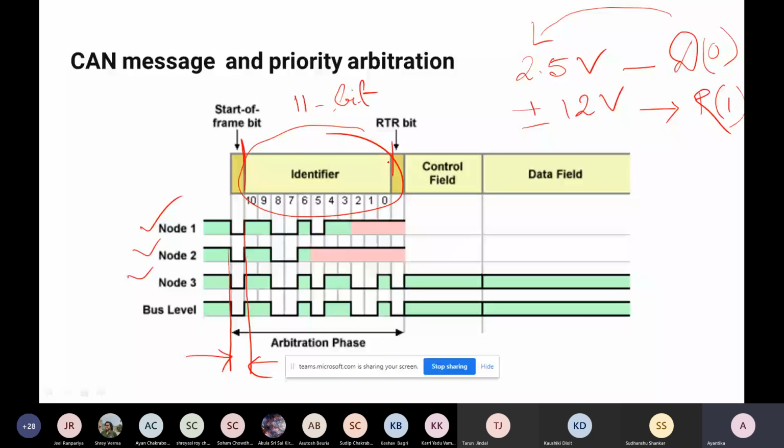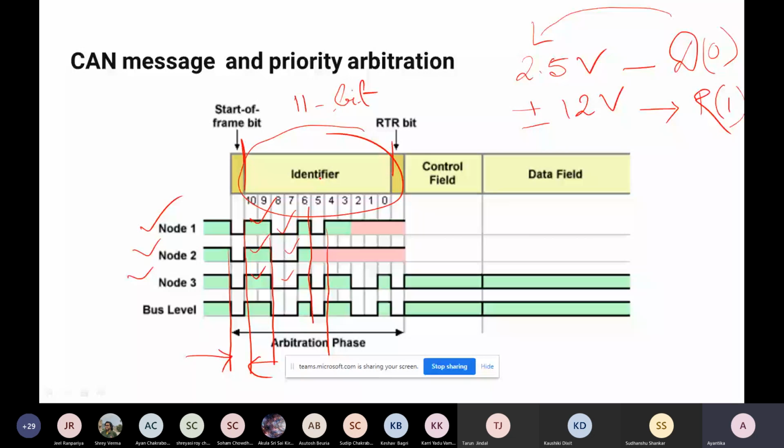Now, if you follow these identifiers for node 1, node 2 and node 3, for bits 10, 9, for these cycles, all these 3 nodes are sending the same signal levels, or in general terms, the same value of bits. Bits 8, 7, same value of bits. Bit 6, same value of bits. So there is no change. So up to this 6th cycle, it is not possible to decide which of them among node 1, node 2 or node 3 will gain the access of CAN.